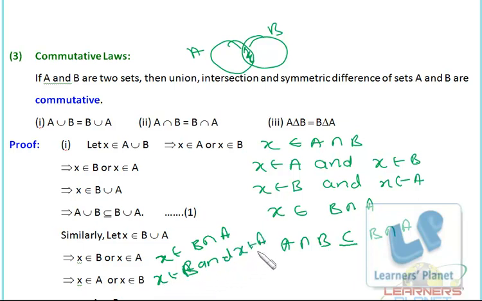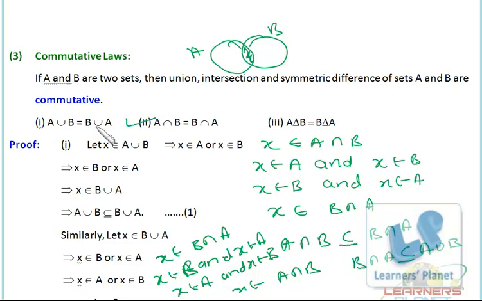If X belongs to B and X belongs to A, then similarly, we just reverse the order: X belongs to A and X belongs to B. That means X belongs to A intersection B. That means B intersection A is a subset of A intersection B. Now A intersection B is a subset of B intersection A, and B intersection A is a subset of A intersection B. So both of them are subsets of each other, so that is possible only when they are equal.